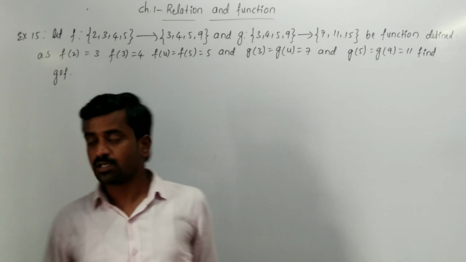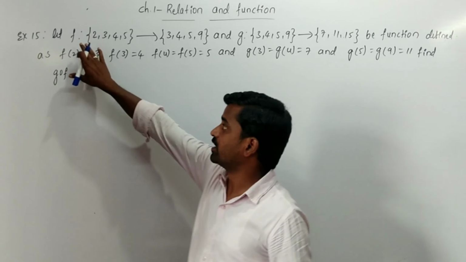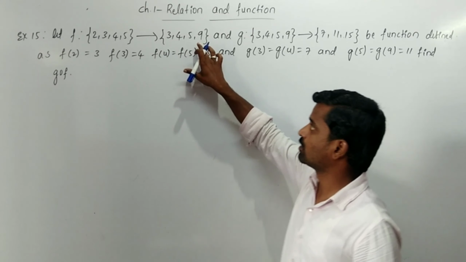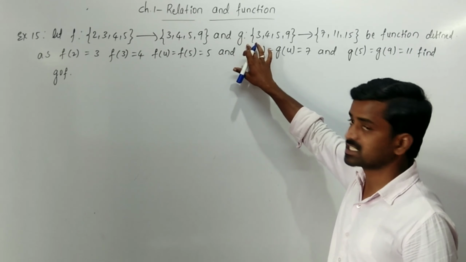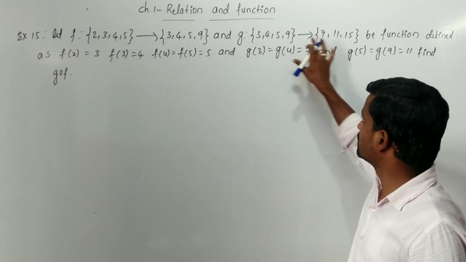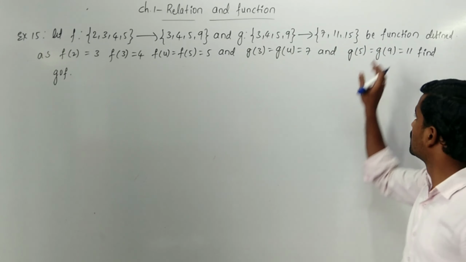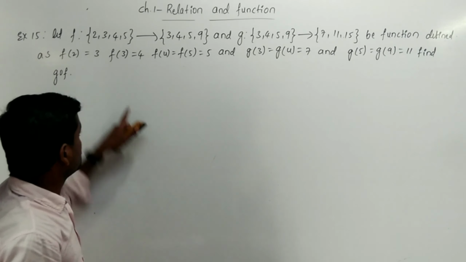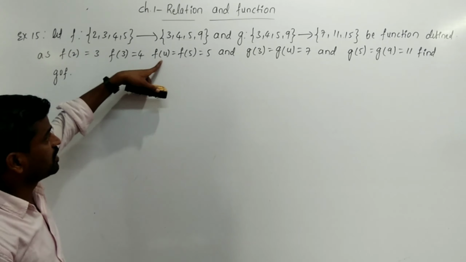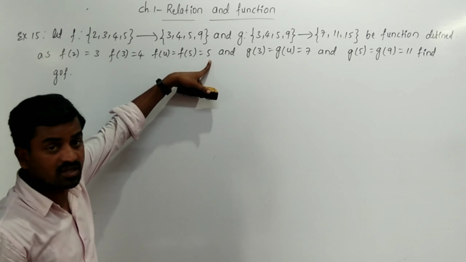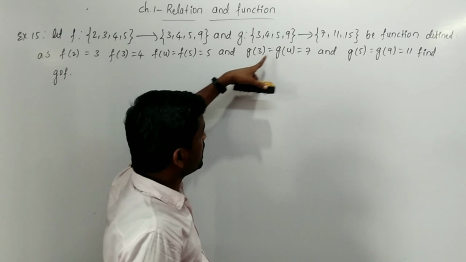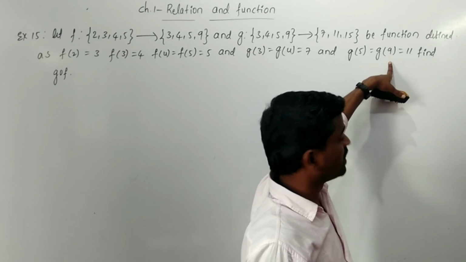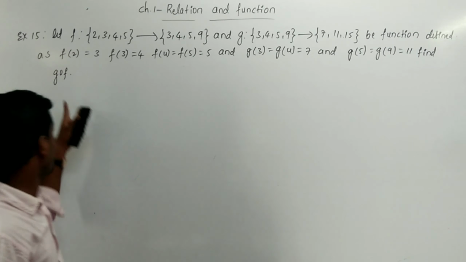The examples of composition of functions: f such that A = {2, 3, 4, 5} to B = {3, 4, 5, 9} and g such that B to C = {7, 11, 15}. Functions defined as f of 2 is equal to 3, f of 3 is equal to 4, f of 4 is equal to 5 and f of 5 is equal to 5, g of 3 and g of 4 is equal to 7, g of 5 and g of 9 is equal to 11.